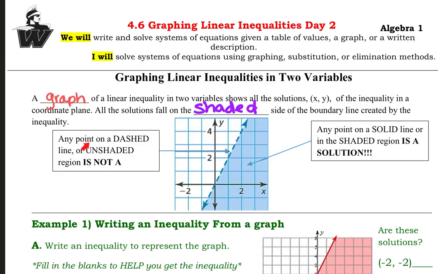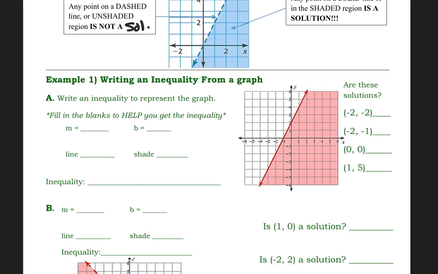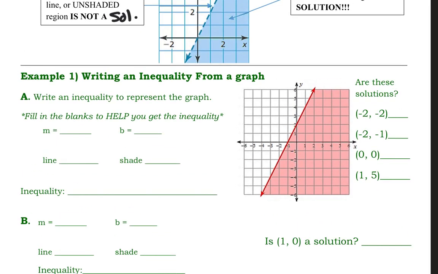So it says any point on a dashed line or an unshaded region is not a solution. Write the word solution there. It's not a solution. All right, any point in the shaded area or on a solid line, if it was a solid line, that would be considered a solution, okay? Has to be on a solid or the shaded to be a solution. All right, so what we're going to do on the first one is write an inequality, and then decide if those are solutions.